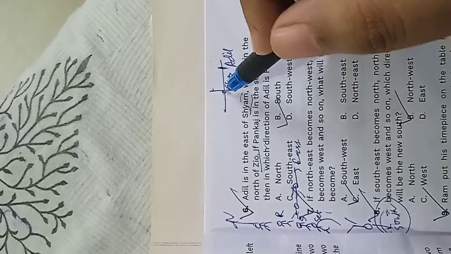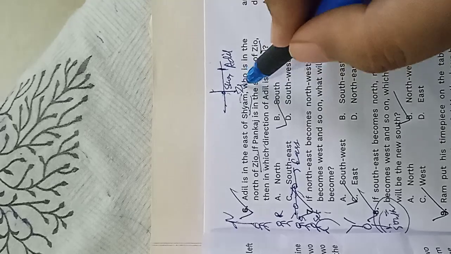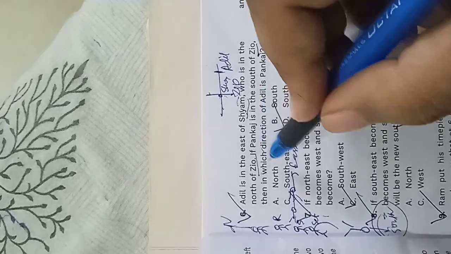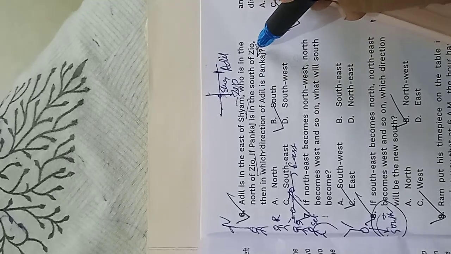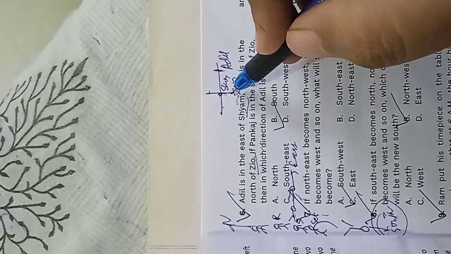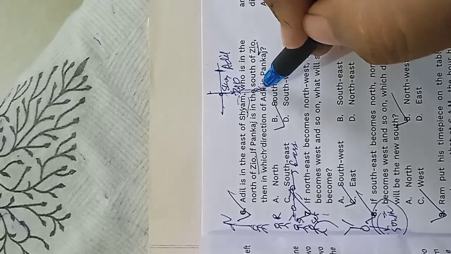Who is in north of Zio? North of Zio means Zio must be here. Shyam is north of Zio, okay? And Pankaj is in south of Zio. Pankaj is in south of Zio. Pankaj.